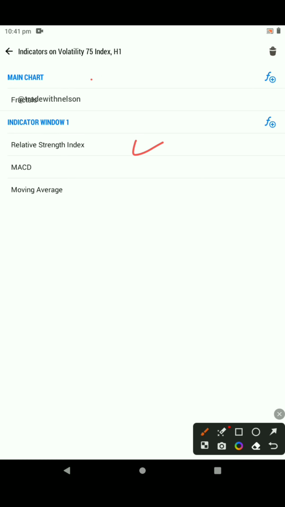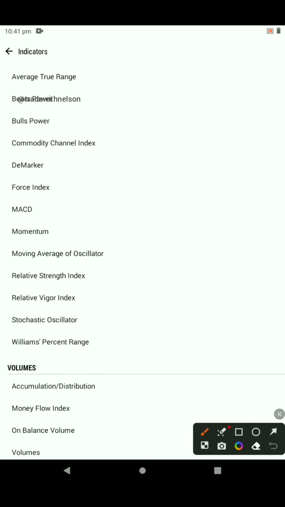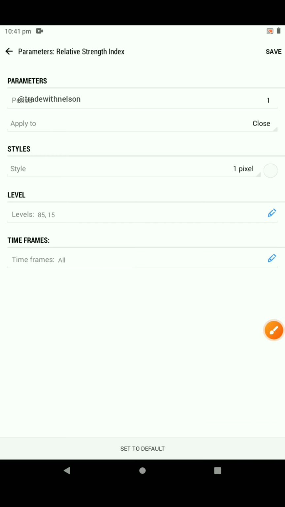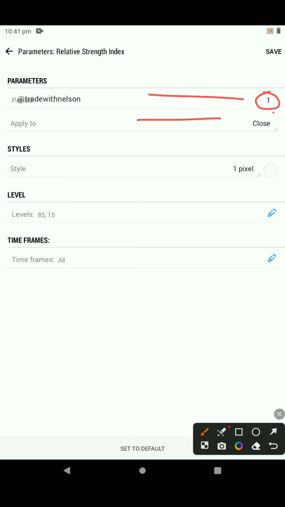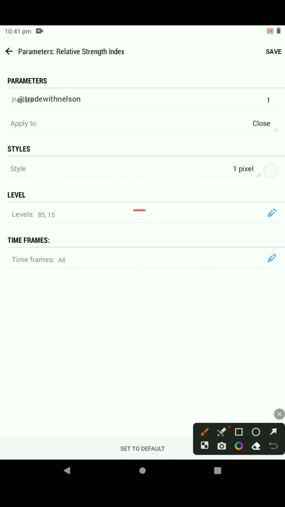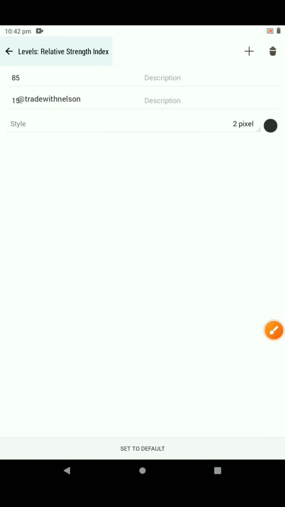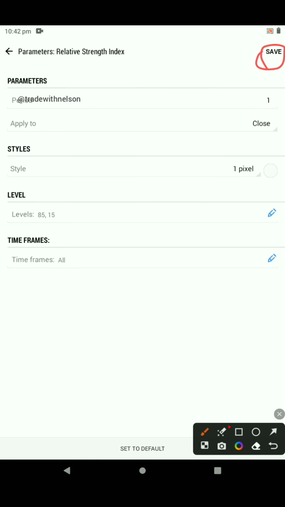For the relative strength index, click on the F icon on the main chart. Scroll down a bit, RSI, click on that. Make your period to be 1, apply to close style, 1 pixel, select color of your background. If your background is black, select black. If it is white, you select white. For the levels, this is what we need. Click on this pen icon over here. Add level, type 85 and 15. For the style, make it 2 pixel and select color of your choice. After that, click on save.